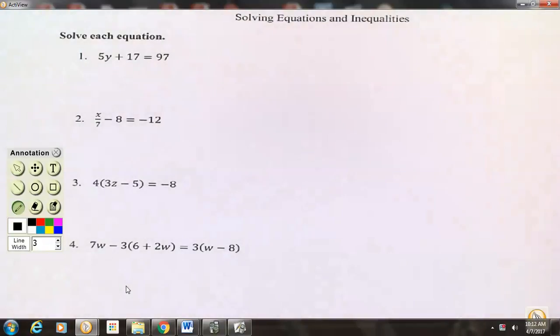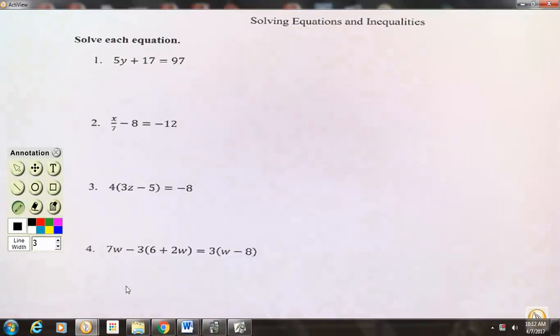So if you look at your solving equations and inequalities homework sheet, I'm going to go over a couple of things with you. When we're solving an equation, we want to use PEMDAS, but we use it backwards. So we try to do our addition and subtraction first, our multiplication and division is going to come last. So on number 2, what would you do first there? Number 2.